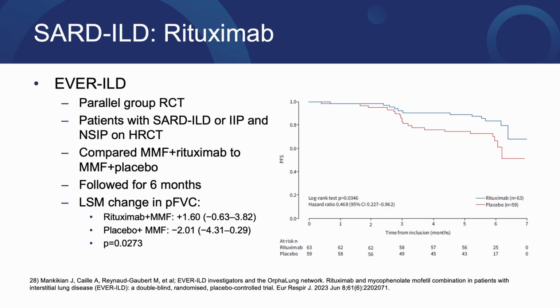As far as rituximab, there's another EVER-ILD study looking at, again, patients with SARD-ILD, idiopathic interstitial pneumonias. Those are the COP, BOOP, ones that we talked about, organizing pneumonia, NSIP, and they looked at these patients with high-risk, that were diagnosed by high-res CT, and then they looked at them with combination therapies, followed them for 6 months, and they were looking at the change in their FVC over time based on the combination therapies that they were on.